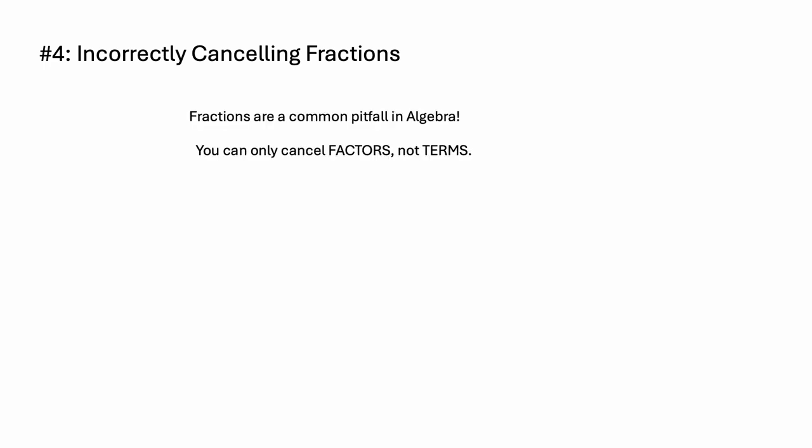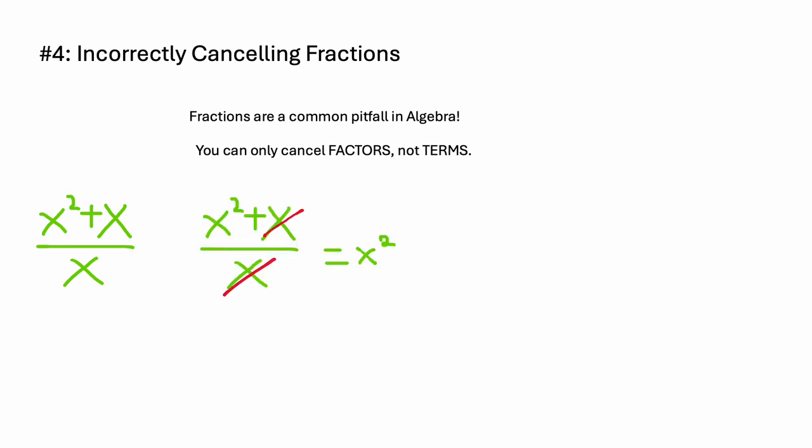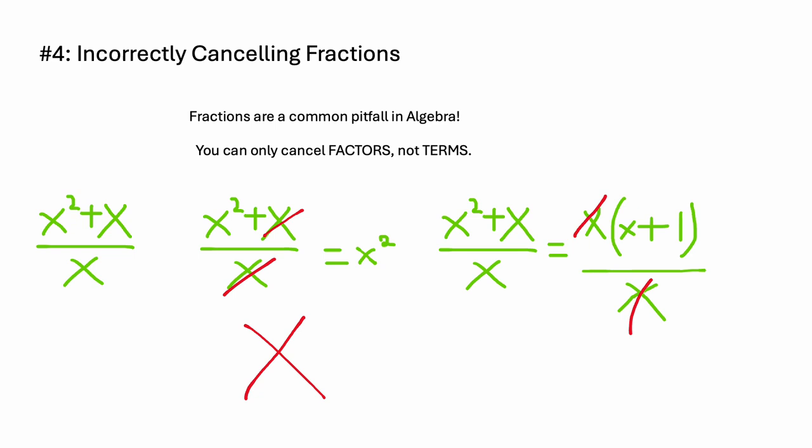The fourth mistake is incorrectly canceling factors, particularly in fractions. So you can only cancel factors, which are stuff multiplied together, not terms, stuff added together. So for example, if we have this fraction, x squared plus x all over x, you cannot cancel out these two x's, like the x on the top that's added with the x on the bottom to get x squared. That is wrong. Instead, you have to factor out an x on the top to get x multiplied by something. Then you can cancel it out with the x on the bottom. And if you do that, you'll get x plus 1, which is the correct simplification.